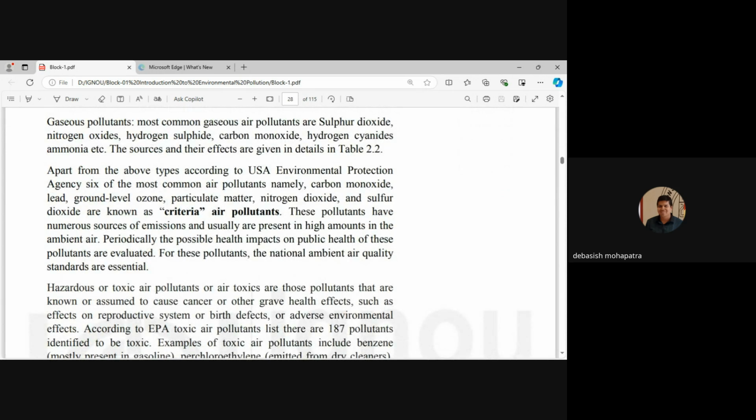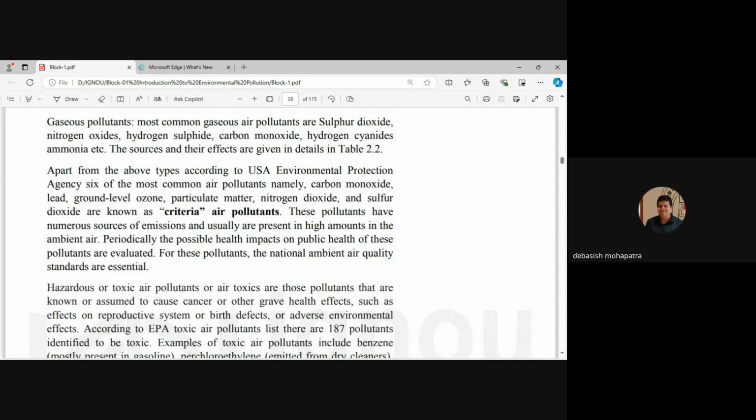Apart from the above types, according to the US Environmental Protection Agency, US EPA, six of the most common air pollutants, namely carbon monoxide, lead, ground level ozone, particulate matter, nitrogen dioxide, and sulfur dioxide, are known as criteria air pollutants. These pollutants have numerous sources of emission and usually are present in high amounts in the ambient air. So periodically, the possible impact of these pollutants on public health is evaluated. For these pollutants, the national ambient air quality standards are essential.